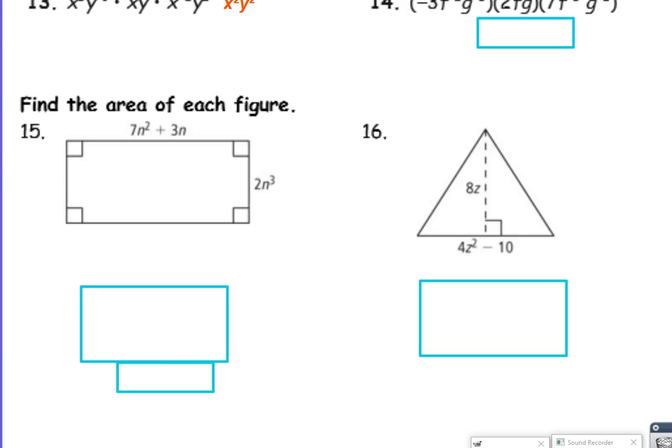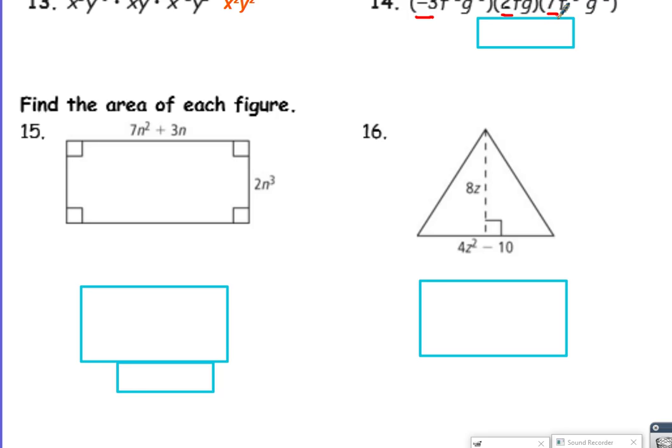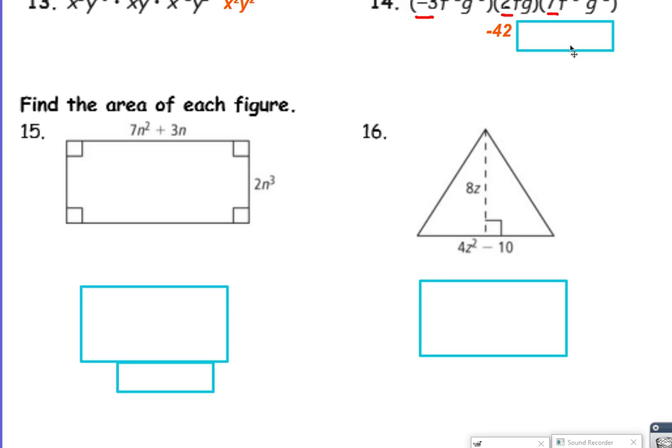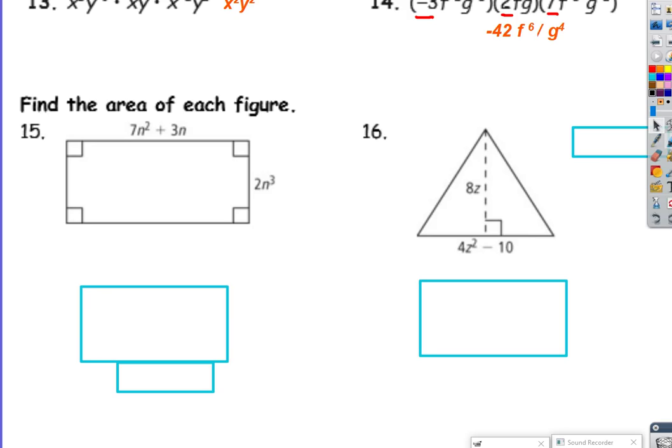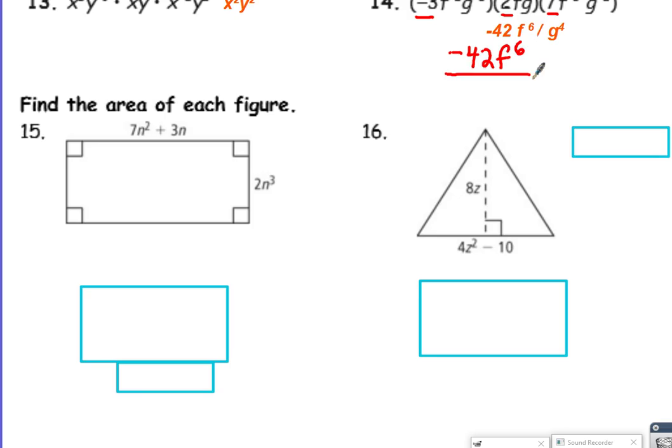14, going to multiply our numbers. So negative 3 times 2 times 7 to get negative 42. F squared times f cubed to give us f to the 6th. And g to the negative 3 times g to the negative 2 is negative 5, and that negative 5 needs to move to the denominator. So negative 42 f to the 6th over g to the 5th.